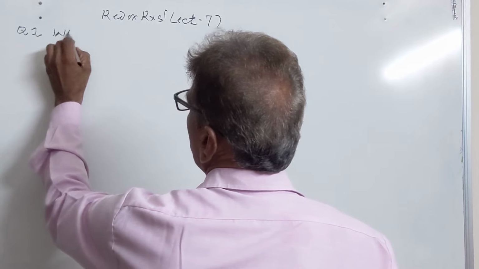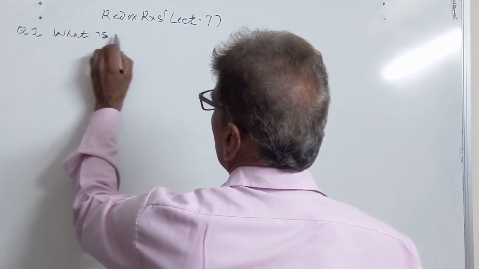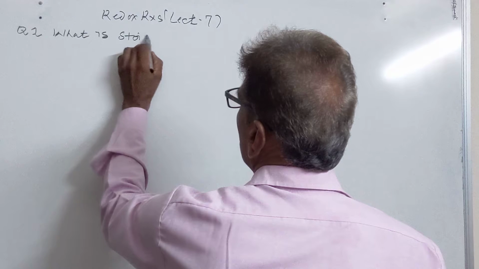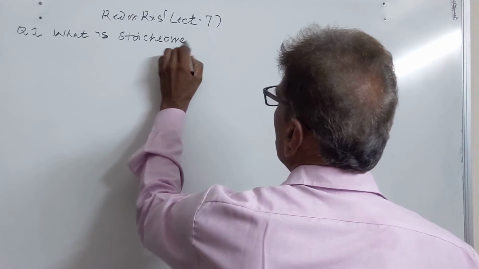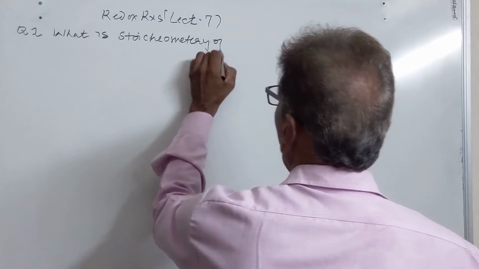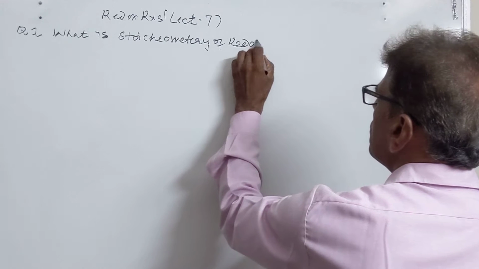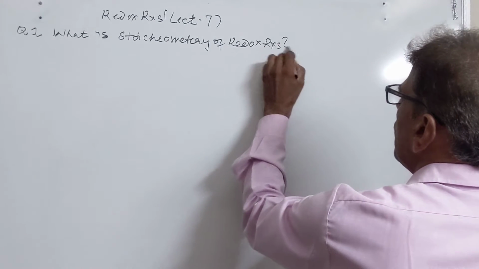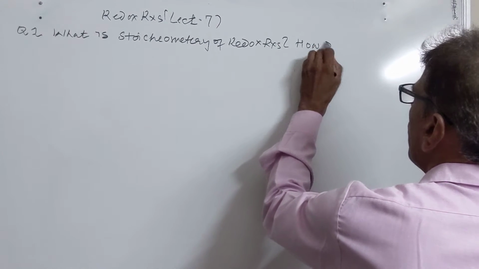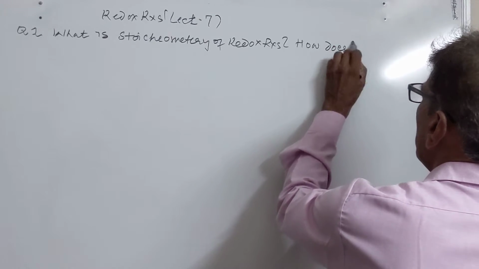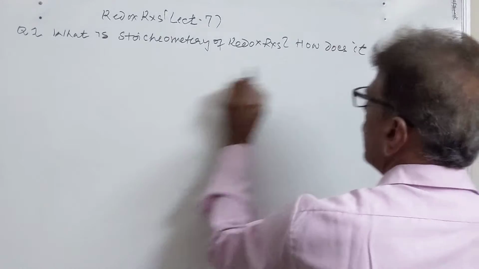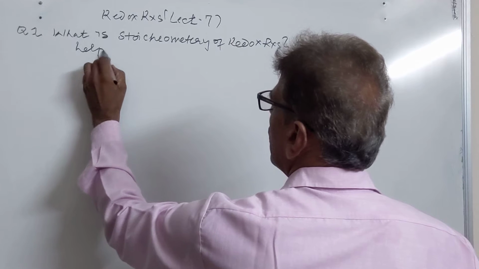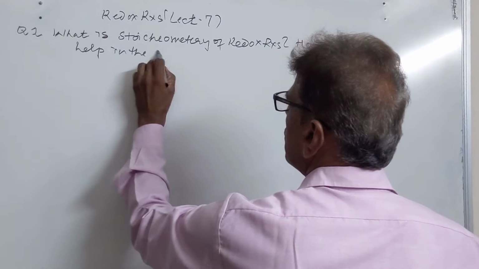What is the stoichiometry of redox reactions? How does it help in the calculations?